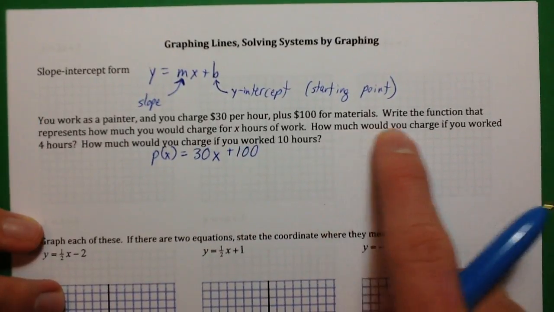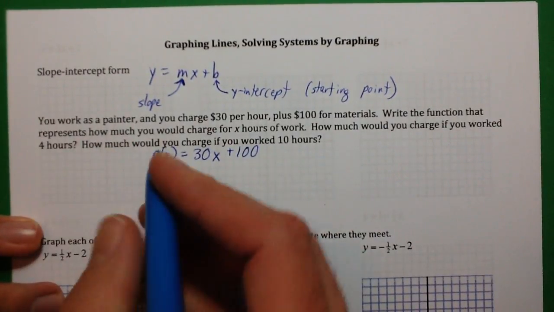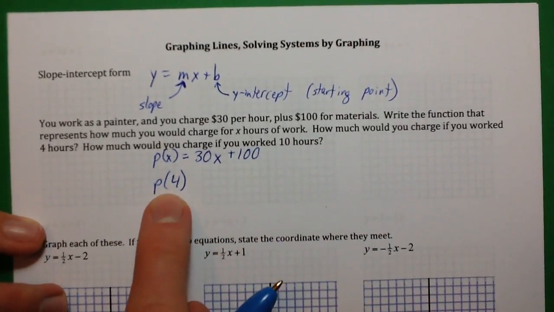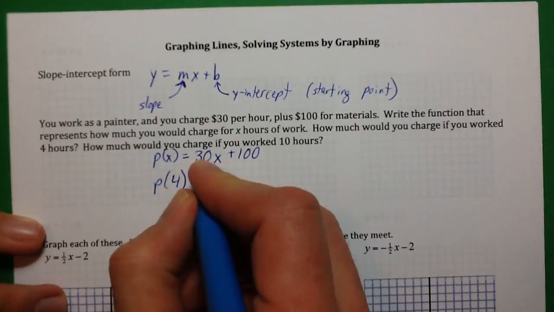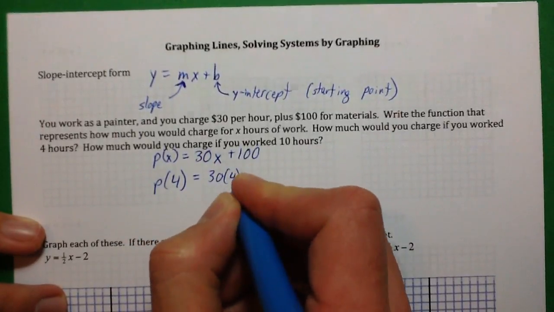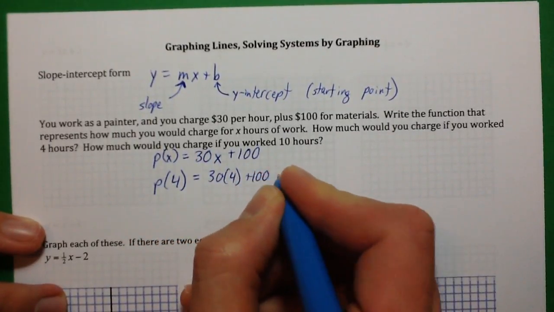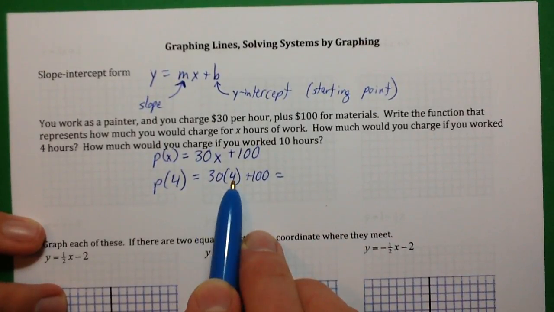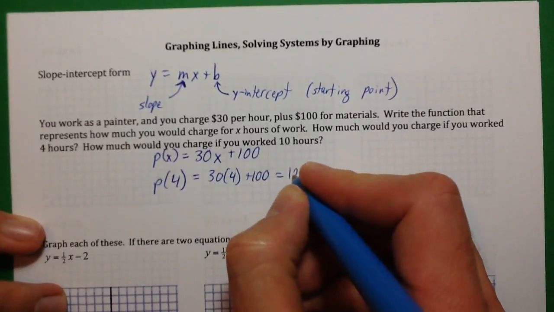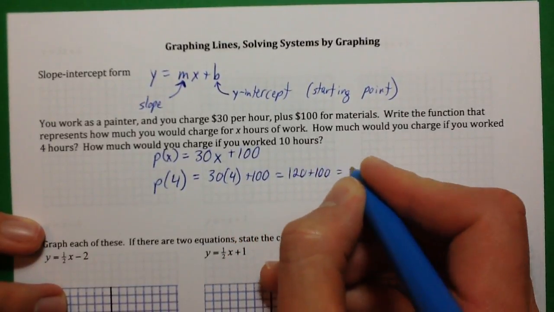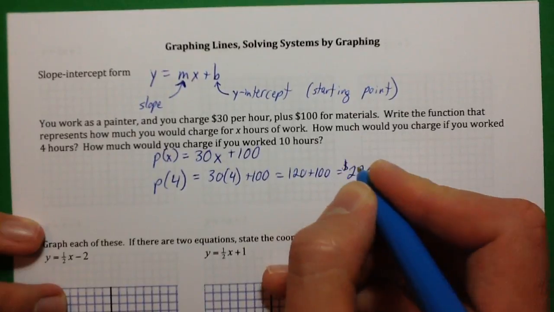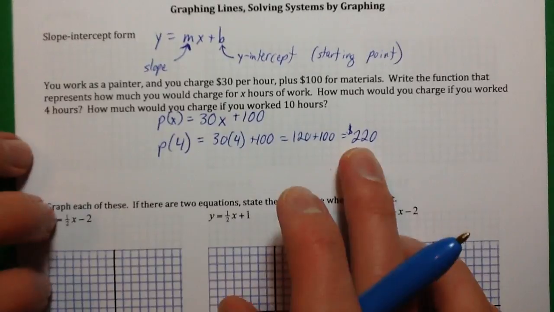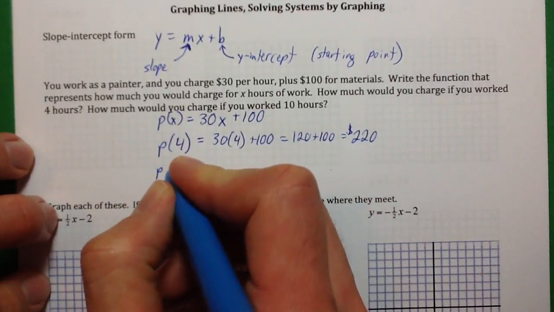But now I want to know how much I would charge if I worked 4 hours. Well, here's where it gets kind of mathematical. We're going to plug in a 4, and it's going to look like that. We're going to plug the 4 into the p function. So 30 times 4 plus 100. And let's just not even use a calculator. We got this. So 30 times 4, that would be 120. 120 plus 100. You can skip a step if you like. $220. If I paint at your house for 4 hours, then I'm going to charge you $220. Sounds expensive? Well, then hire somebody else.